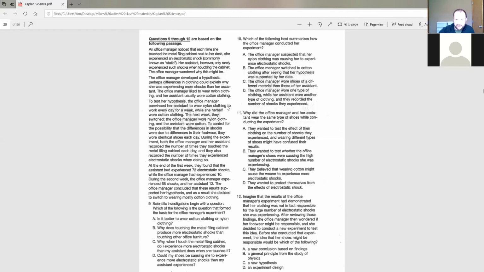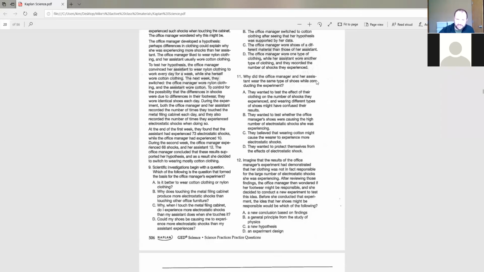Okay. Number 11. Why did the office manager and her assistant wear the same type of shoes while conducting the experiment?